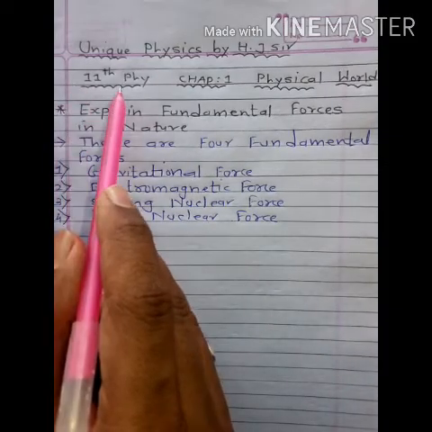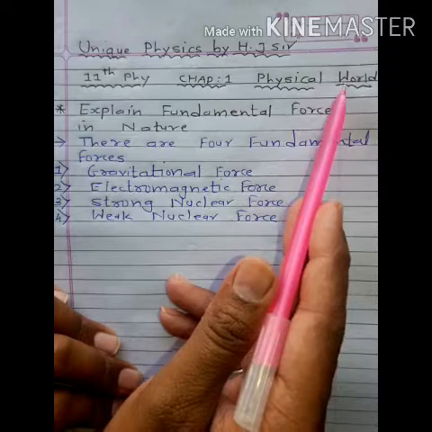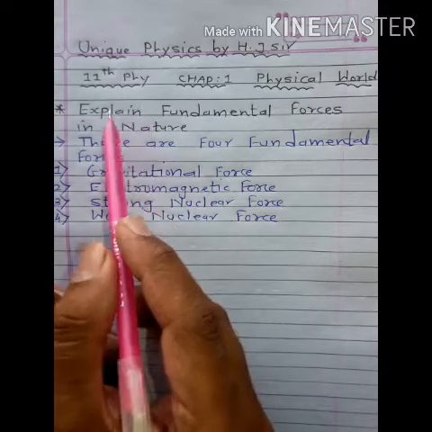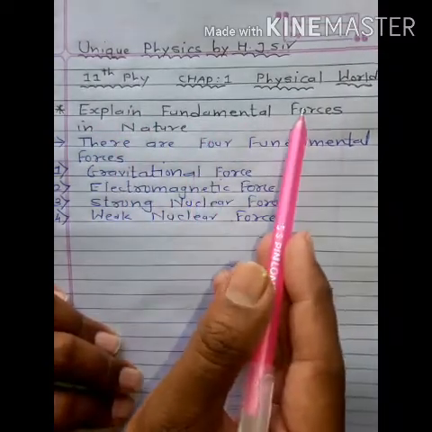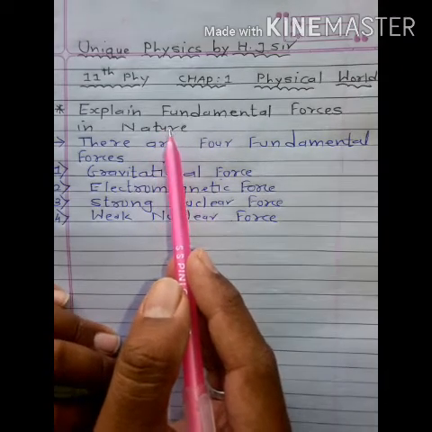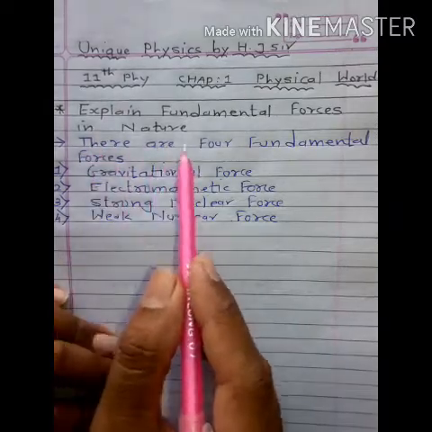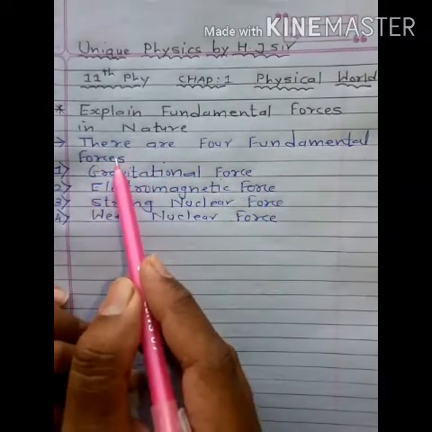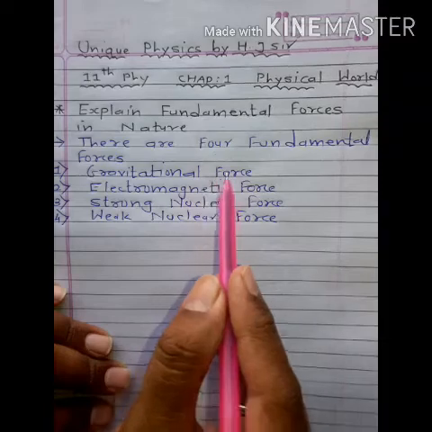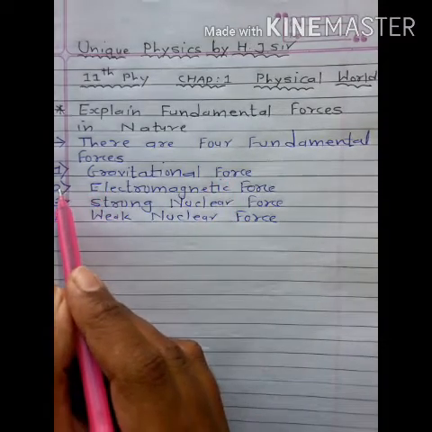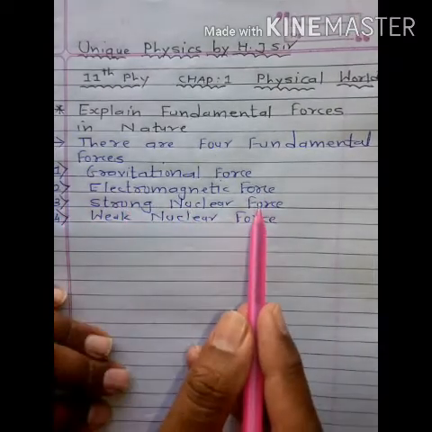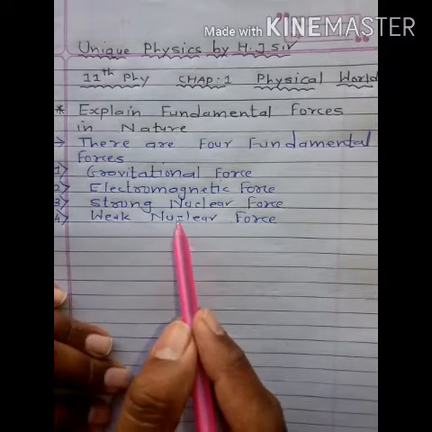Here we explain 12th physics, first chapter, Physical World. Here we are going to explain the most important topic of this chapter: the fundamental forces in nature. This is the most important question of this chapter. Remember this point, there are four fundamental forces. These four are the main fundamental forces in nature. Number 1, gravitational force. Number 2, electromagnetic force. Number 3, strong nuclear force. Number 4, weak nuclear force.